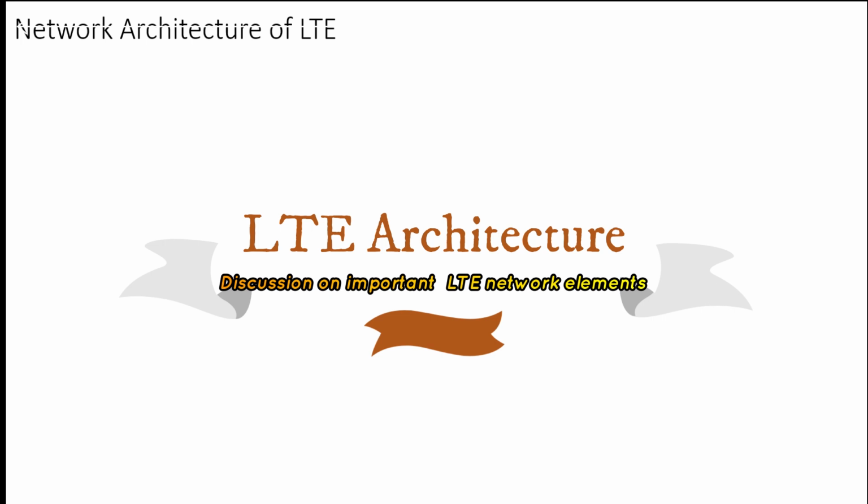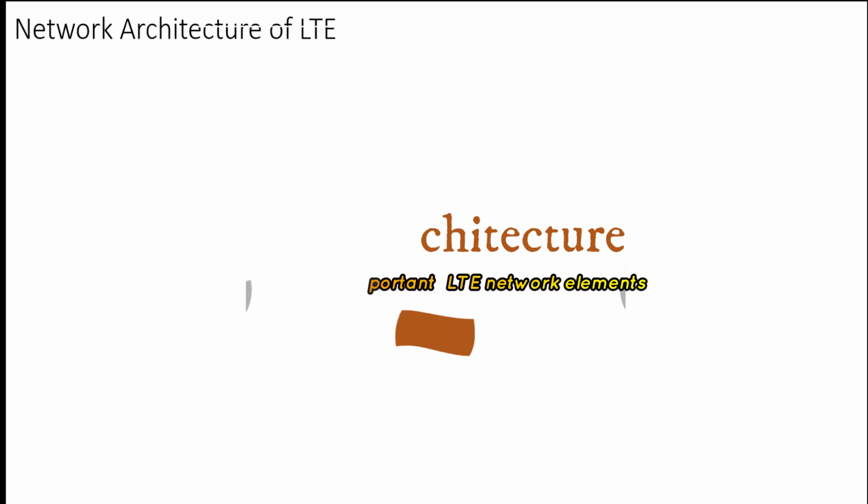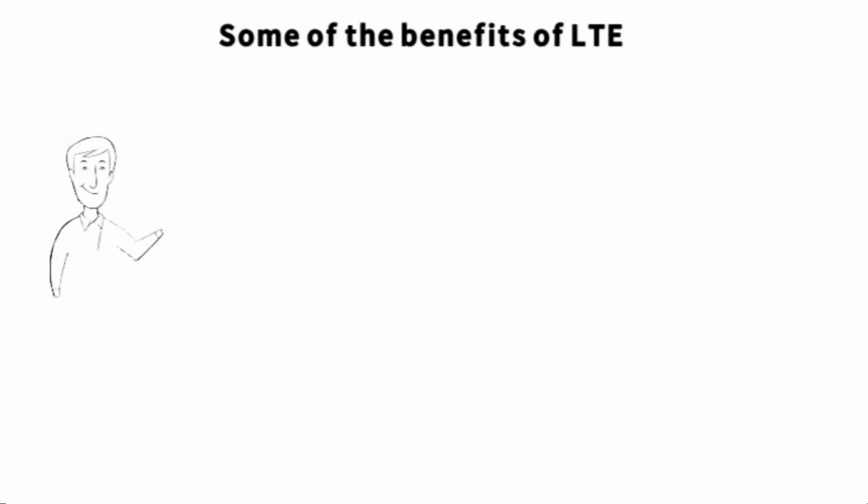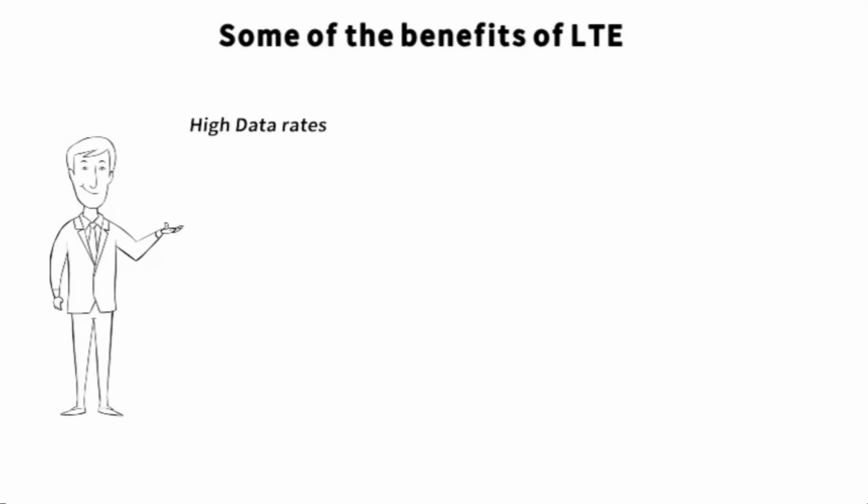In this video we will be discussing the network architecture of LTE. In our earlier videos we have already seen the benefits of LTE as compared to 3G or the earlier generations of telecom. Broadly, the first benefit is the high data rate as compared to the previous generations of 3G or 2G. LTE provides high data rates and reduced latency for user applications.